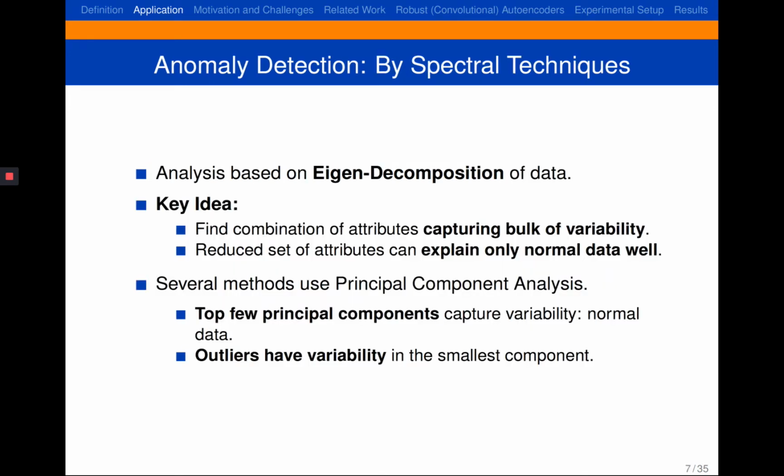The key idea is to find the combination of attributes which capture the bulk of the variability, the bulk of the variance, and hence these identified attributes can explain only the normal data very well. Several methods use principal component analysis. The top few principal components capture the variability and hence the normality of the data, whereas the outliers have their variability in the smallest components of the PCA.